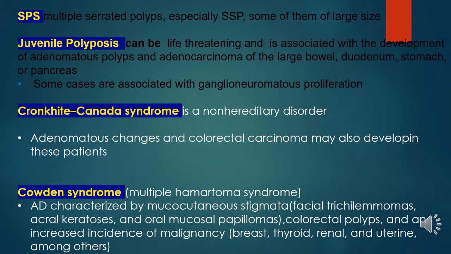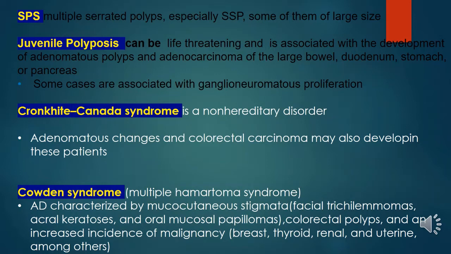SPS, as the name says, is a sessile polyposis syndrome characterized by the presence of multiple serrated polyps, especially SSPs, sessile serrated polyps. Some of them are of large size and sometimes accompanied by adenocarcinoma.